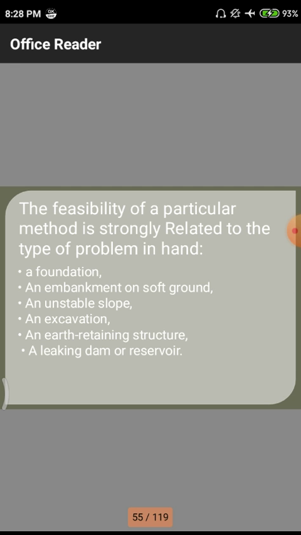Next, excavation. Excavation is normally the primary work when we go for a construction. After the foundation level and others, we need to go for some sort of excavation.